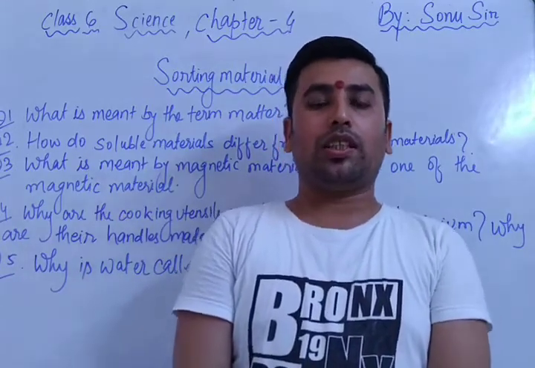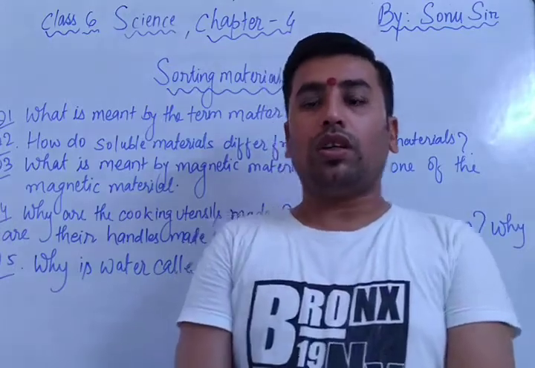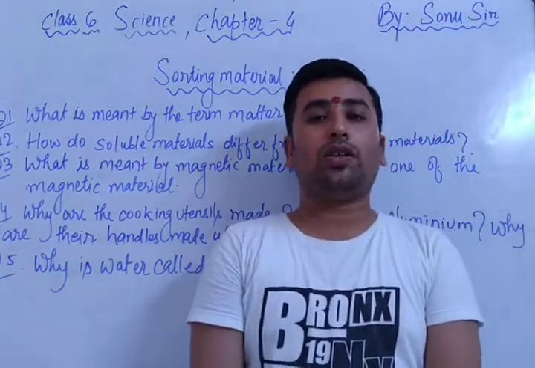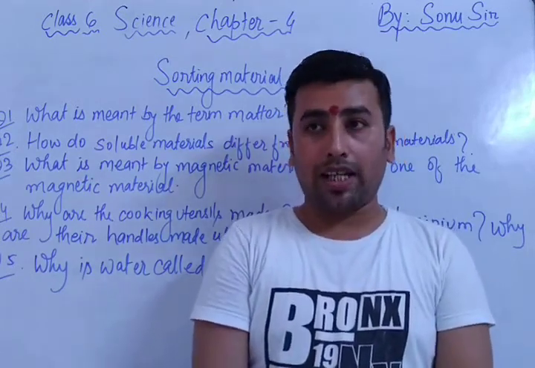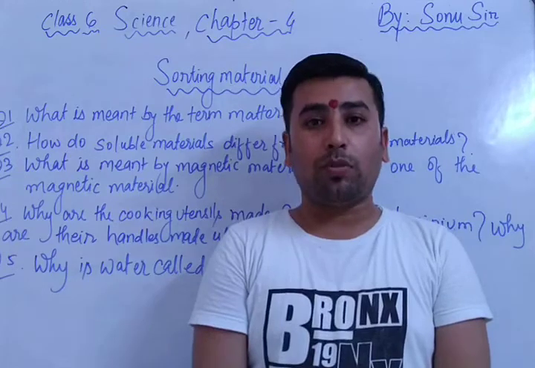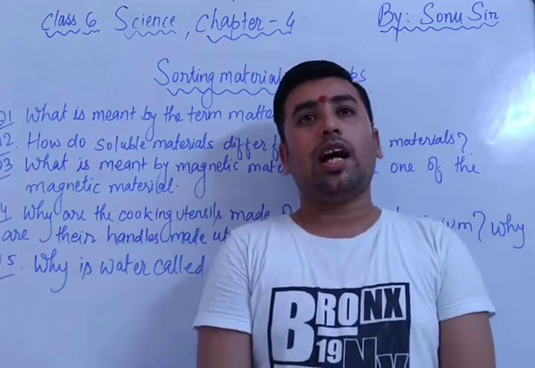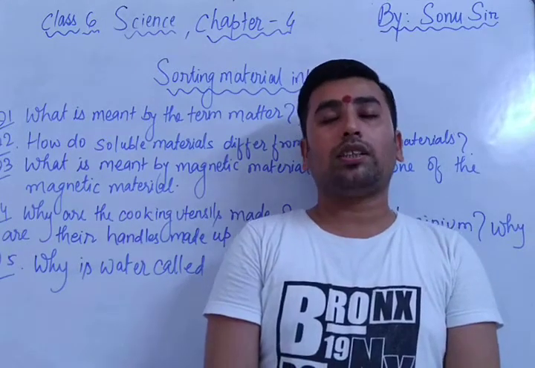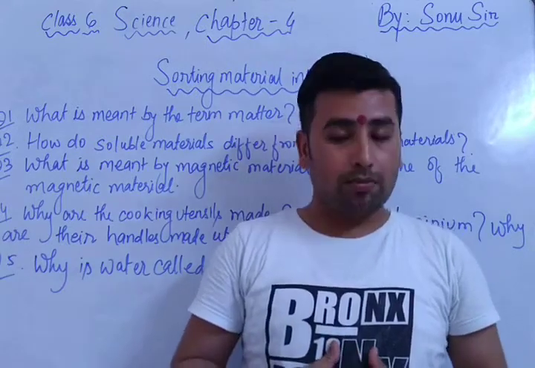Today we are going to discuss class 6 science chapter number 4, Sorting Materials into Groups, question answers. In the previous video I had explained the types of material like magnetic and non-magnetic. After that I informed you about opaque, transparent, and translucent objects. Then I informed you about good conductors and poor or bad conductors, and finally I explained the semiconductors.